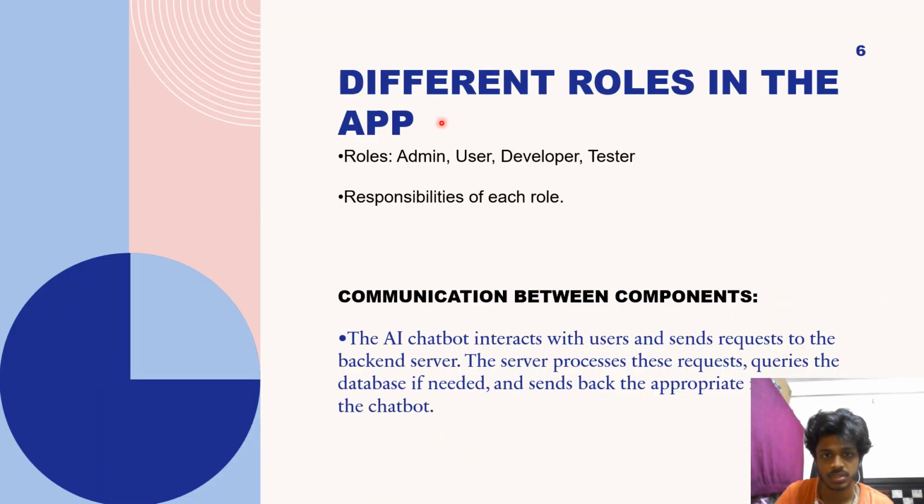Talking about the different roles in the app, we have broadly admin and user, and also there are developer, tester, and many other roles as well. Talking about the communication between components, the AI chatbot interacts with the user and sends requests to the backend server, to fetch the proper required data from the backend server. And then the server processes these requests, queries the database if needed to get any relevant information, and then it sends back the appropriate response through the chatbot.